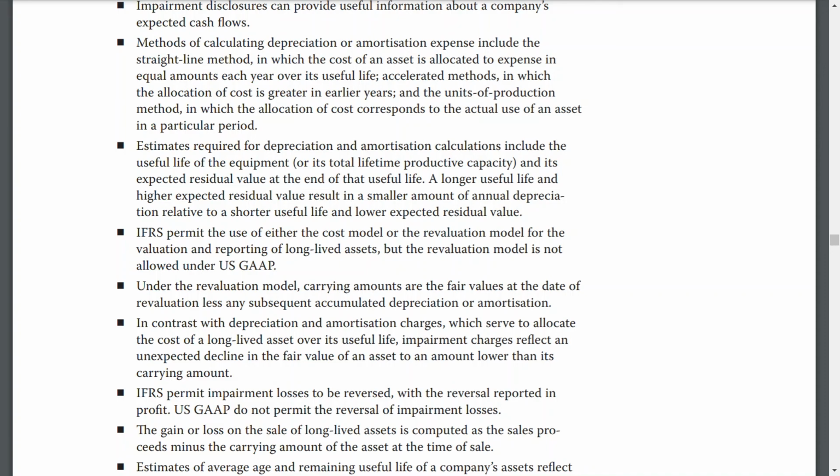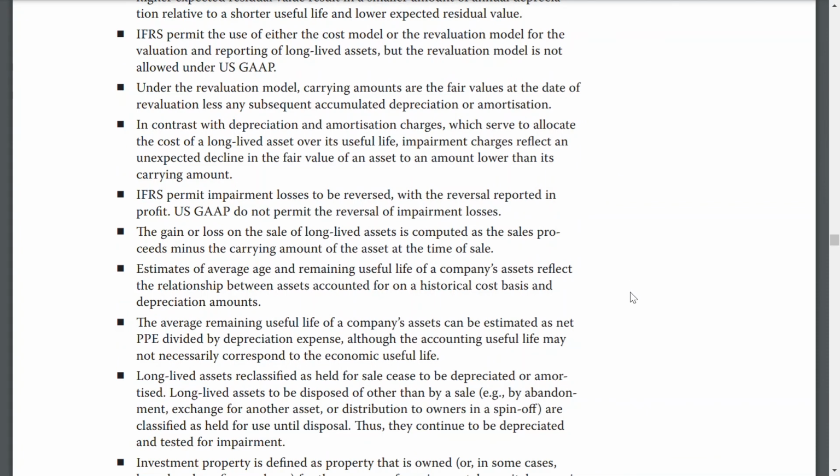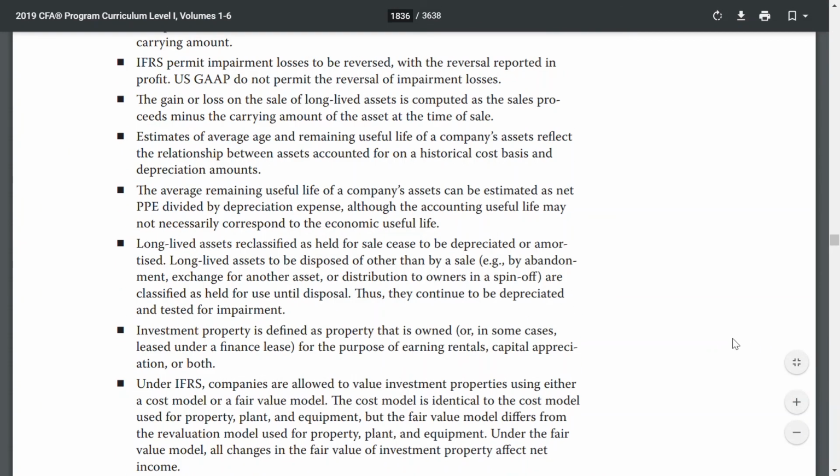Under the revaluation model, carrying amounts are the fair value at the date of a revaluation, less any subsequent accumulated depreciation or amortization. In contrast with depreciation and amortization charges, which serve to allocate the cost of long-lived assets over the useful life, impairment charges reflect an unexpected decline in the fair value of an asset to an amount lower than its carrying amount. IFRS permits impairment losses to be reversed, with a reversal reported in profit. US GAAP does not permit the reversal of impairment losses.